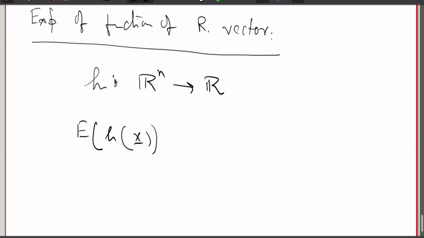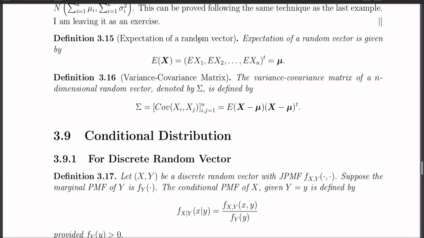Now notice that because h is a function from R^n to R, that means h of X is again a random variable. So still now, whenever we talk about expectation, we basically talk about the expectation of a random variable, not a random vector. So we now try to talk about the expectation of a random vector, and the definition of the expectation of a random vector actually comes from the expectation of a random variable.